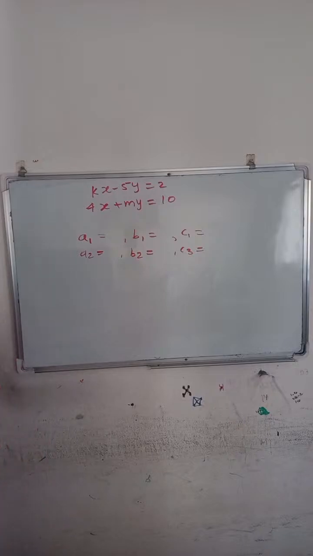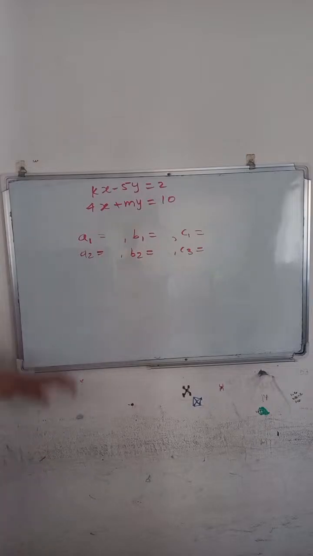I'll repeat this question. If the system of equations kx minus 5y is equal to 2 and 4x plus my is equal to 10 has infinitely many solutions, then the value of k and m are: option 1, k is 4 by 5 and m is minus 25. Option 2 is k is equal to 5 by 4 and m is minus 25. C is k is equal to 5 by 4 and m is 25. And D is k is equal to minus 5 by 4 and m is 25.